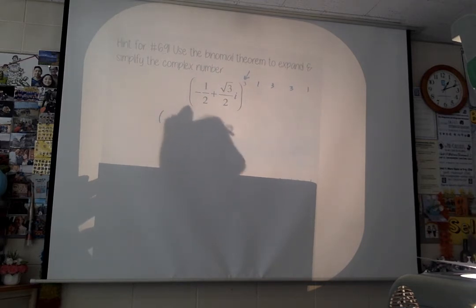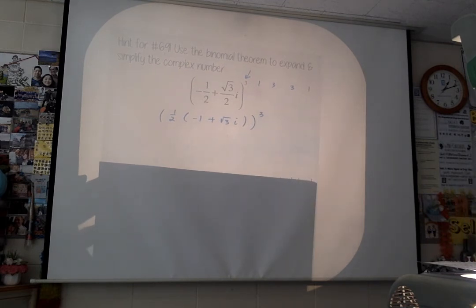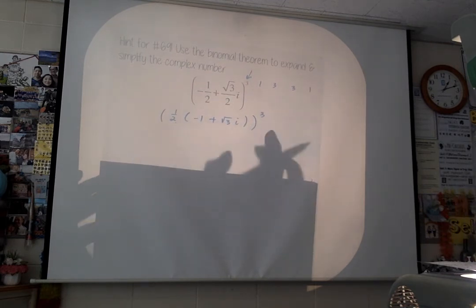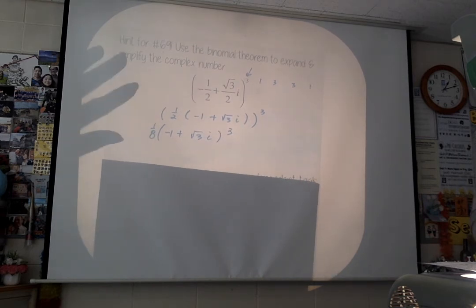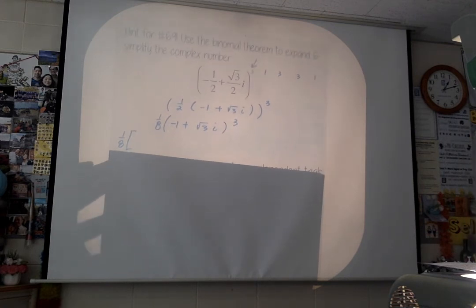So let's do it this way. What if we factor out a half? We get -1 plus root 3 i, cubed. Okay? That means we're going to factor out a 1/8 because there's 1/2 to the 3rd, right? So 1/8, and you're left with -1 plus root 3 i to the cube. Okay? So what I would suggest you do for this one is you leave out the 1/8 as a constant. And then expand this out, knowing what you know.